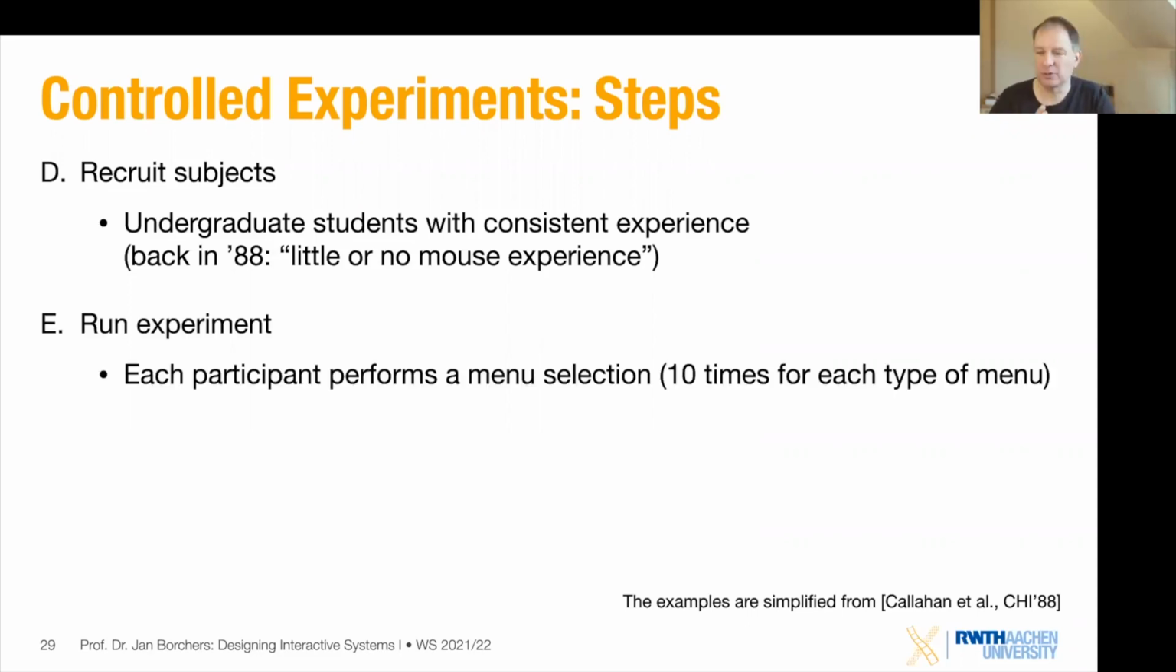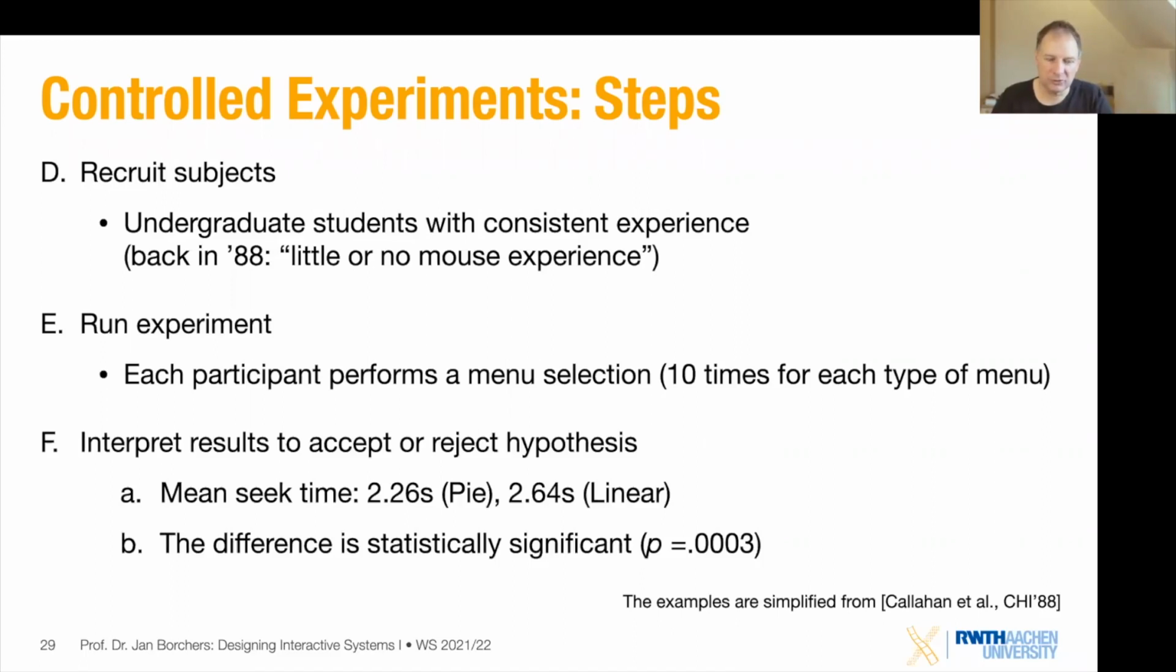Well, and then you run the experiment. Each participant just performed a menu selection. Let's say for each type of menu, you do 10 menu selections with different items to pick. And then you interpret the results to accept or reject the hypothesis. For example, the experiment found the mean time to pick an item from a menu was 2.26 seconds on a pie menu versus 2.64 seconds on a linear menu.